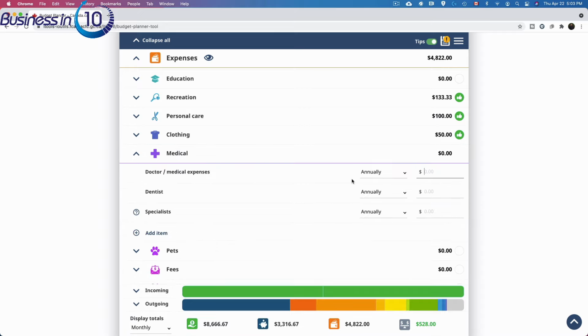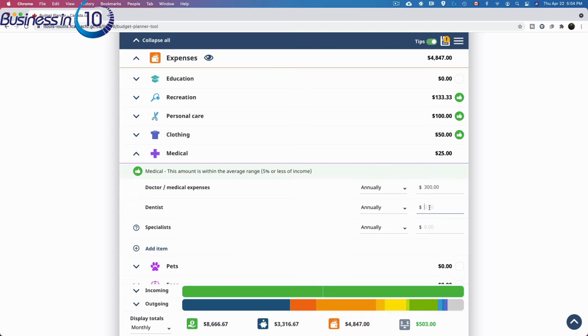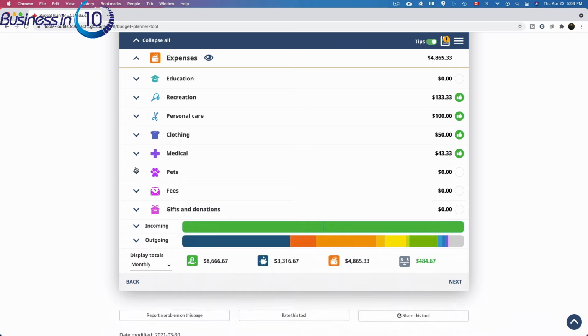And doctor or medical expense on an annual basis, $300. Dentist, if you don't have insurance, let's say $220. And if you have a specialty kind of attention that you need, chiropractor, whatever the case may be, you put the number in there. Okay, now let's go to pets.